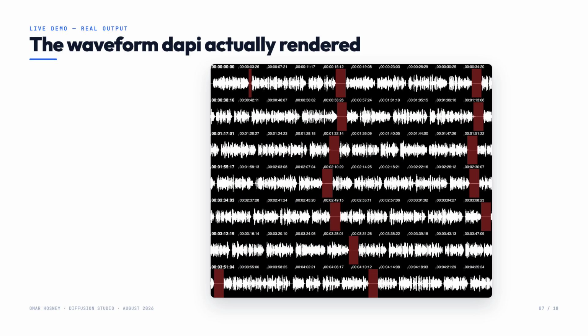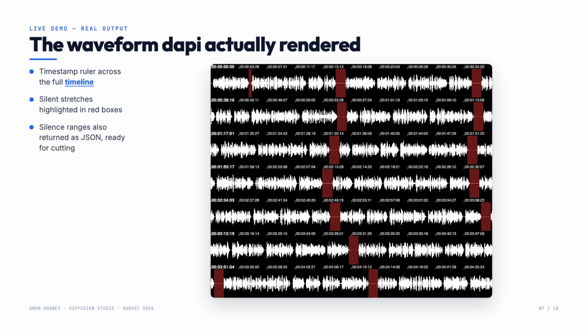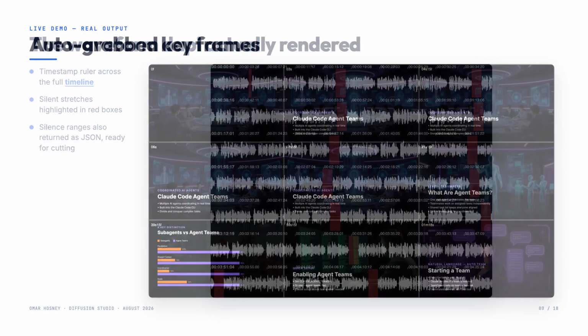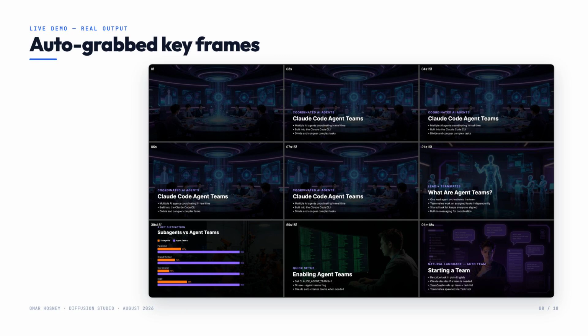Here is the actual waveform dapi rendered for a real 4-minute video. The timestamp ruler runs across the full timeline. The silent stretches are highlighted in red boxes, and the same silence ranges come back as JSON, ready to drive automatic cutting. And here is grab with the auto flag on that same footage.